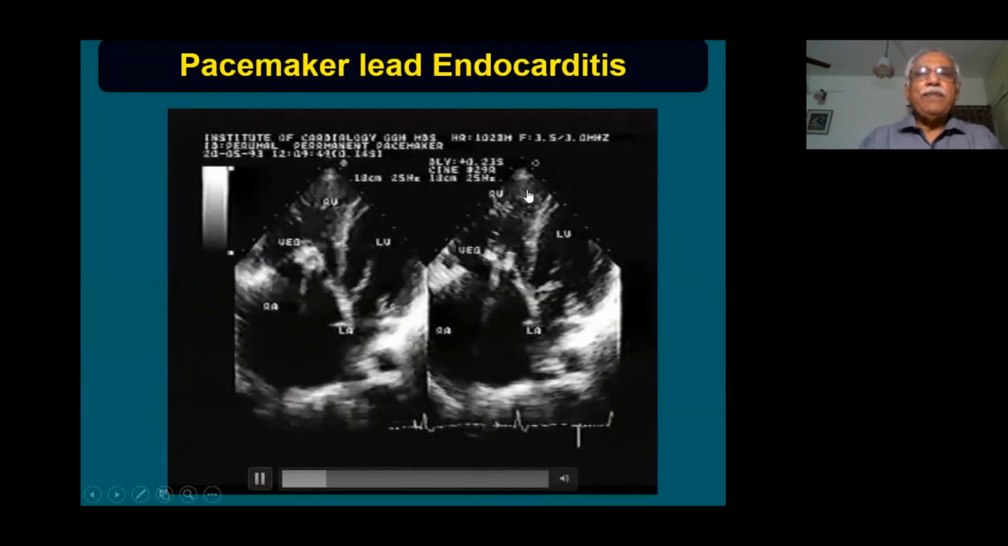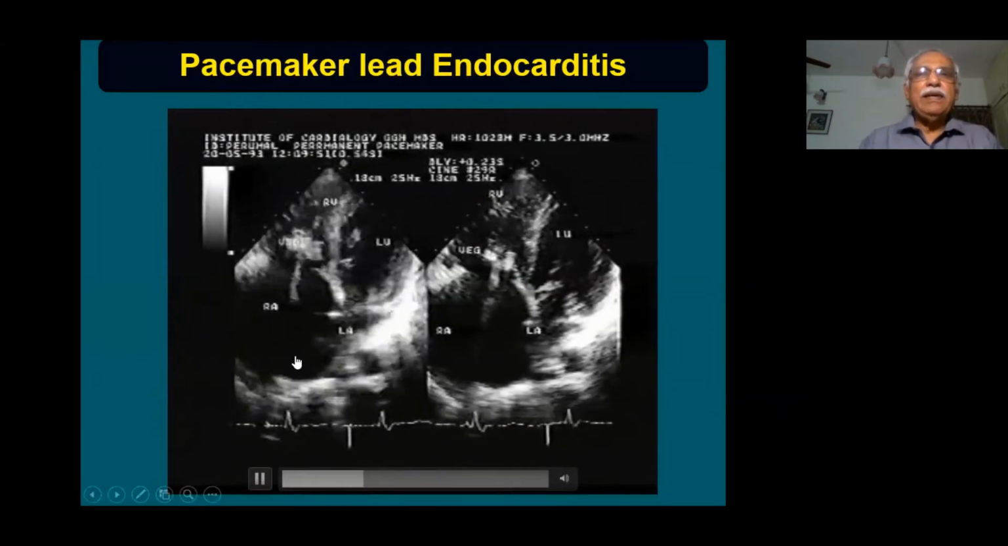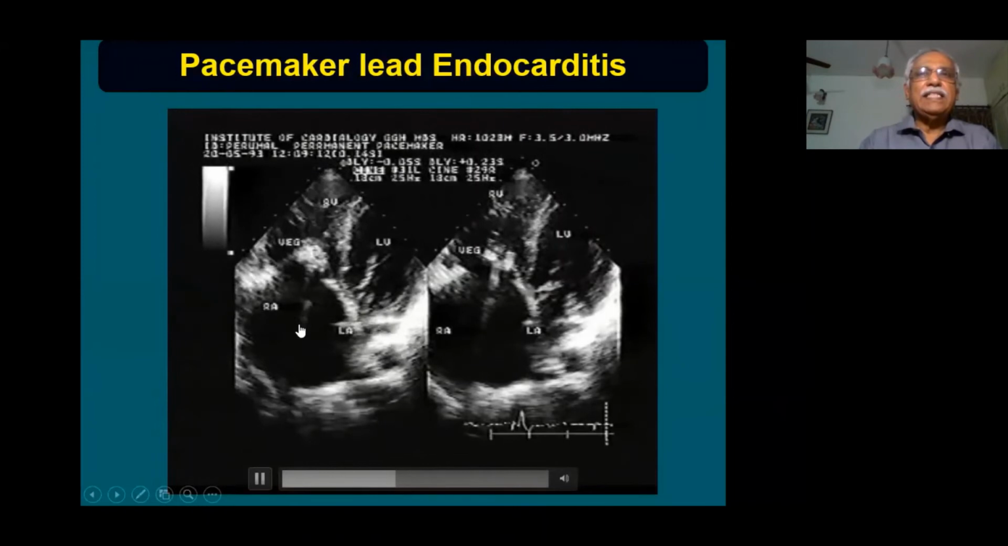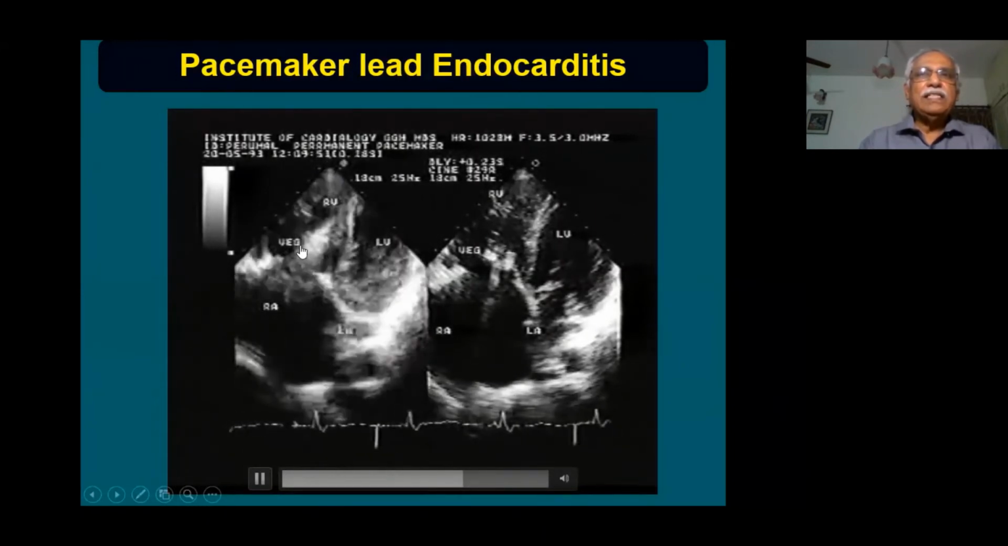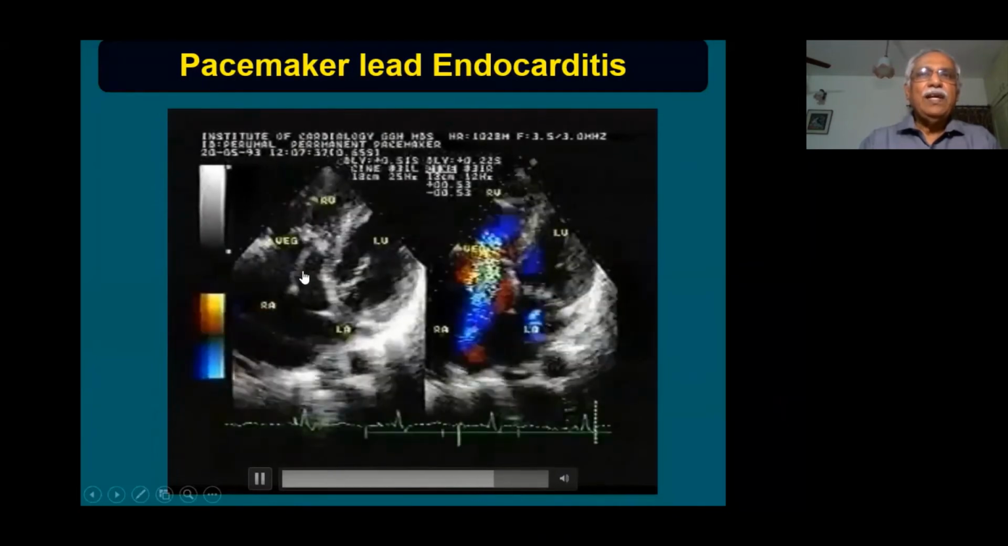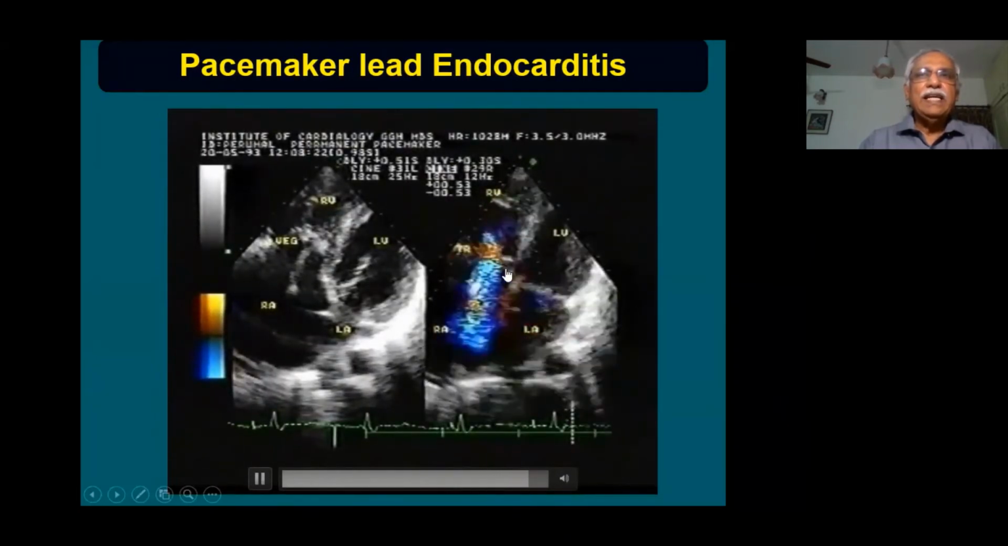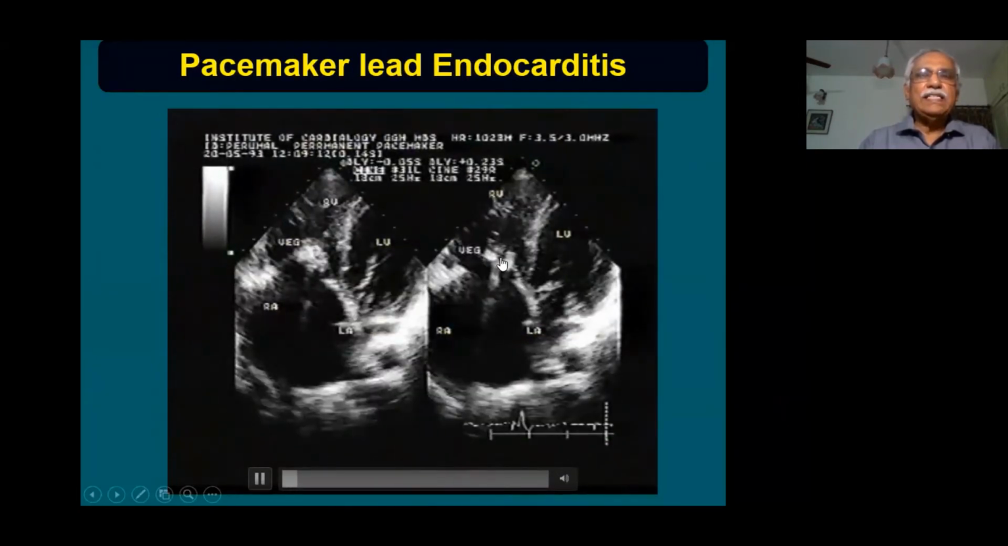This is a patient with a pacemaker. You can see the right ventricular pacemaker lead inside the right atrium and also into the right ventricle. There are masses over the tricuspid valve and also over the pacemaker lead. It is producing significant regurgitation also.